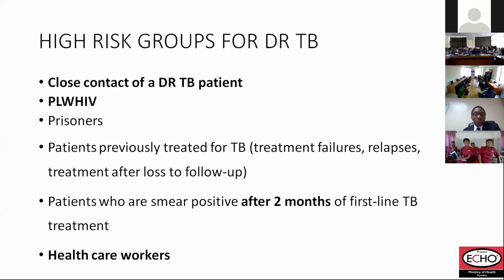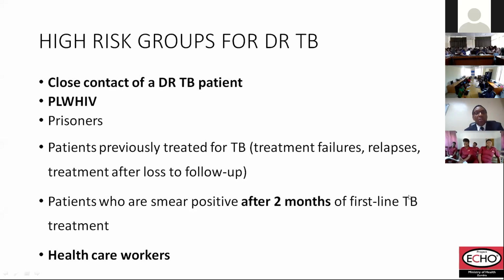Prisoners are at a high risk. Why are prisoners at a high risk? Because of overcrowding, and also because the monitoring of treatment in a prison setting is quite difficult. So you may have an inmate who's on first-line drugs, may not be adhering properly, and may fail. And the other inmates who develop TB may develop a drug-resistant form. This is why prisoners are a high risk group.